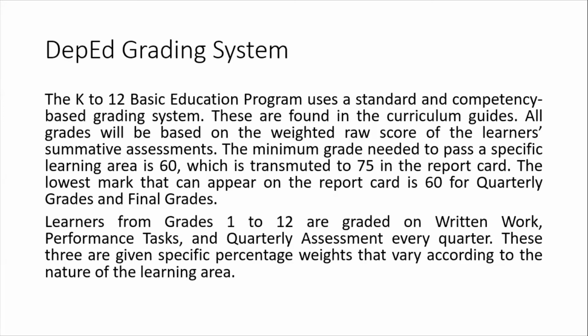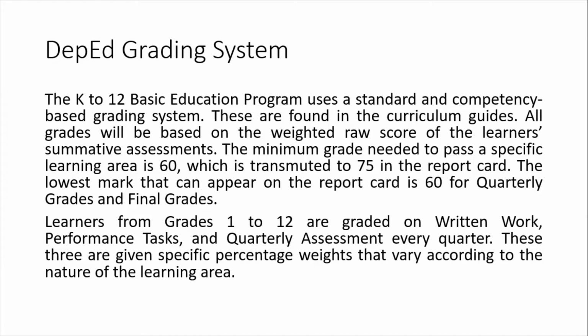The K-12 basic education program uses a standard and competency-based grading system. Usually the standards and the competency-based are more on mastery. These are found in the curriculum guides. All grades will be based on the weighted raw score of the learner's summative assessments. The minimum grade needed to pass a specific learning area is 60, which is transmuted to 75. So you cannot see a grade of 60 in the card, but it will be transmuted to 75 in the report card. The lowest mark that appears on the report card is 60 for quarterly grades and final grades.